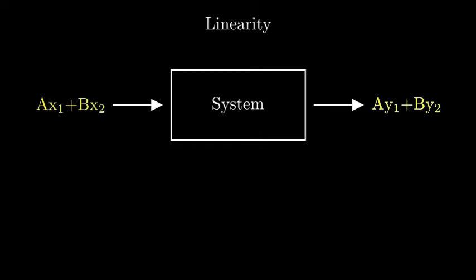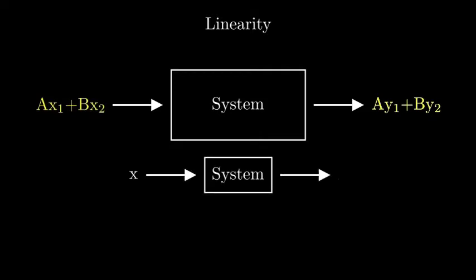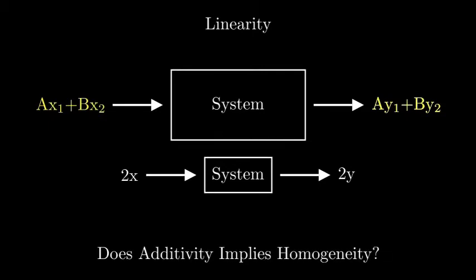Suppose we have an input x and correspondingly y. If we again give x, so x superimposed with x, we have y superimposed with y if it is a linear system. So obviously for 2x it's 2y. So does additivity always imply homogeneity?